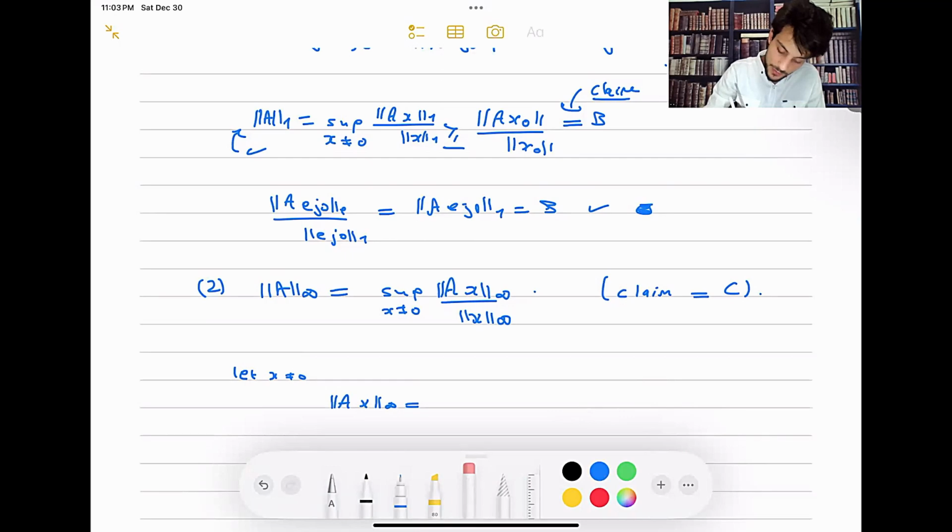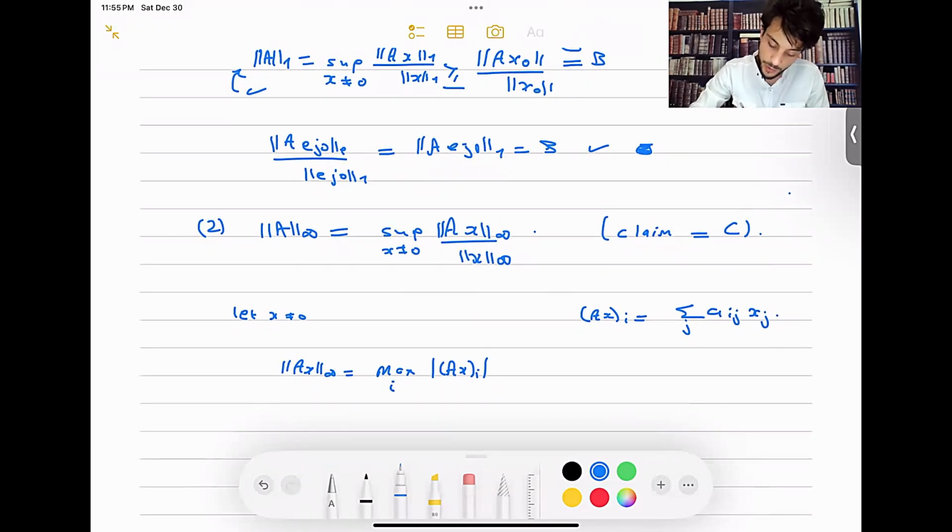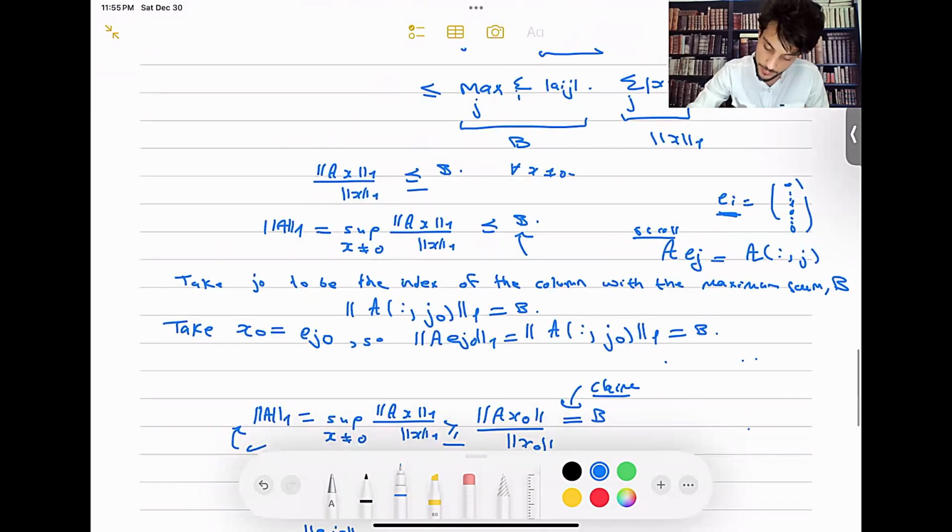So let us attempt this. Okay, so if we start with this, by definition, again, what is that? Well, this is by definition the maximum of the absolute value of the entries of this vector. But if you recall what we said about this, the ith entry of this vector is just the sum over j of aij xj. This is what we've talked about over here.